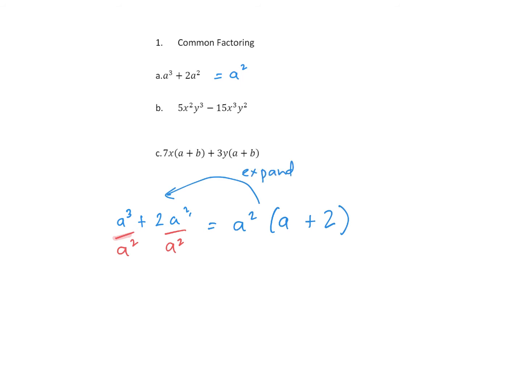Let's just erase this, we don't really need this here. You don't have to write it like that, but sometimes it's helpful to see what's left over. If I expand a squared times a, I get back to a to the power 3. If I expand a squared times 2, I get 2a squared. So this is factoring, right? Factoring is like dividing each term by a common factor, and expanding is multiplying.